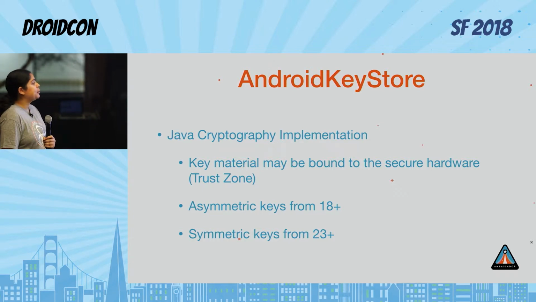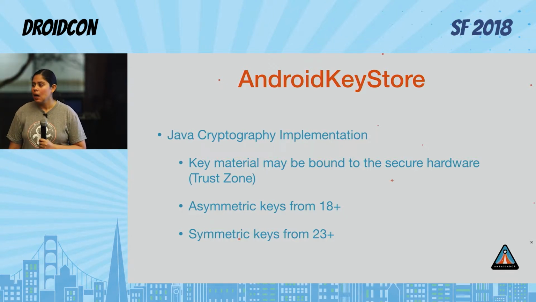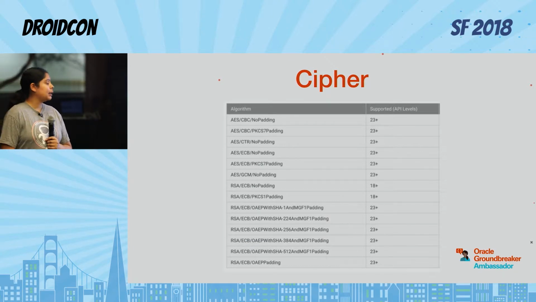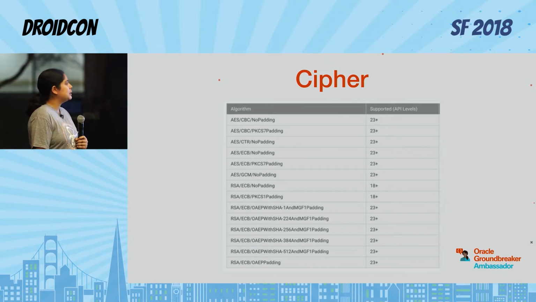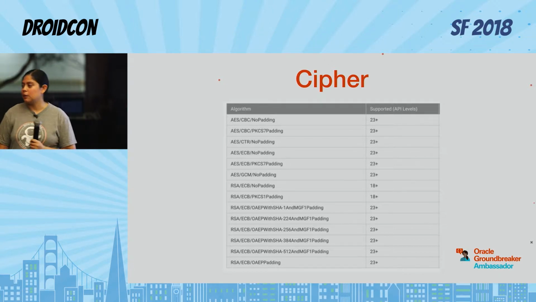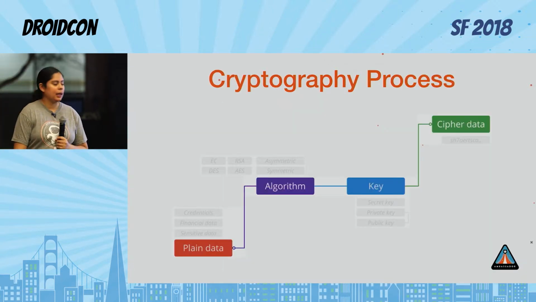And we have symmetric keys from API 18, asymmetric keys since API 23. And we have some cipher algorithms here. We can see the AES and RSA cipher algorithms. And this is just a simple diagram.